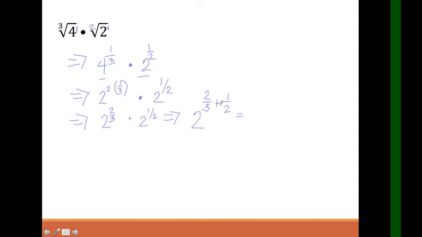Okay? So, in this portion, pwede na natin kunin yung kanyang LCD, which is 6. 6 divided 3 is 2 times 2 is 4. Tama ba? And then 6 divided 2 is 3 times 1 is 3. Okay? Then, this is equal to 2, 7 over 6. Okay, can you follow? Alright, so 2, 7 over 6.